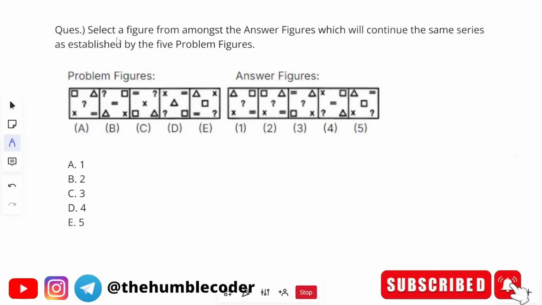Let's look at this question. The question is: select a figure from amongst the answer figures which will continue the same series as established by the 5 problem figures. So see, we have problem figures and we have answer figures. These are 5 problem figures from A to E, and then we have to figure out what will come in the next series after E. We also have some answer figures, so based on these, we have to select which one will be the next one that will come after E. So let's try to understand it.